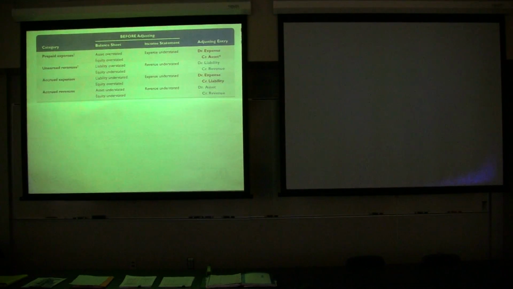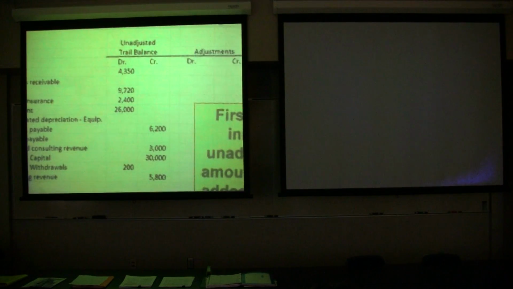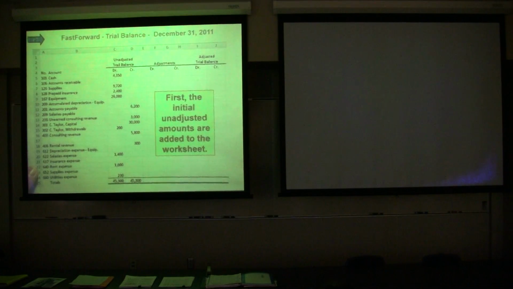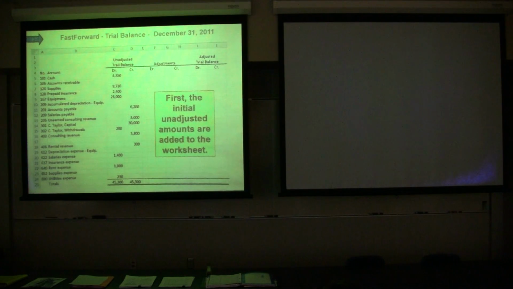All right. Now, let's do one more kind of overview sort of thing before we move on here. So back here, we talked about doing the unadjusted trial balance, making the adjustments, doing the adjusted trial balance, and doing the financial statements. Here's where you do them. You do it in something called a worksheet. So, this is what the worksheet looks like. And we'll get into this worksheet in Chapter 4.